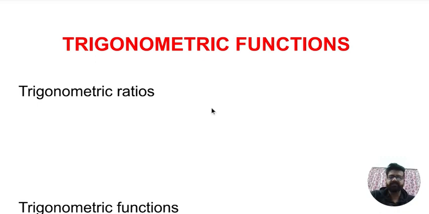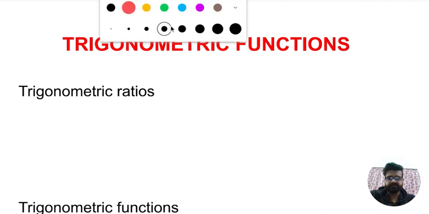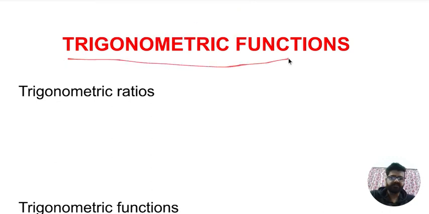Hello my dear students, today we will start our topic, that is trigonometric function. So our topic is trigonometric function. This is a new topic.